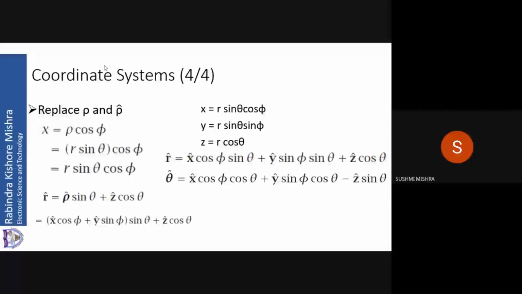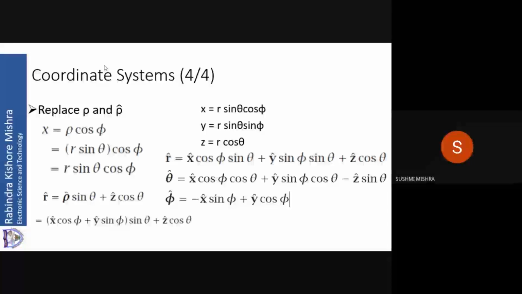Then theta cap will be x cap cos phi cos theta plus y cap sin phi cos theta minus z cap sin theta. Look at what we are doing between r cap and theta cap. For the theta terms, wherever there is sin, replace it by cos. So r cap had sin theta, cos theta. Theta cap will have cos theta, sin theta. So that is how you will find out theta cap. Once you know what is r cap, you can easily find out theta cap. Simply replace sin theta by cos theta.